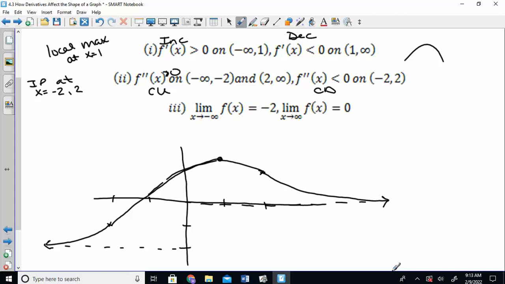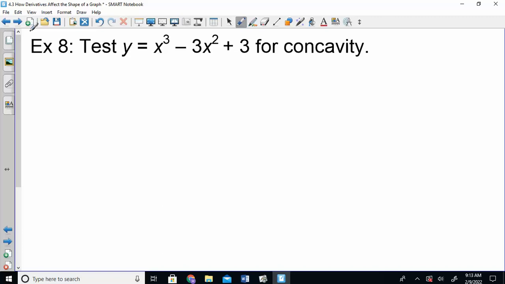I want to look at an example of testing a graph for concavity. So I want to look at the next one. So yesterday we did maxes and mins, and we found increasing and decreasing. And to do that, we had to do the first derivative and find our critical points. If I want to find concavity, I need inflection points. So we have to do the second derivative.